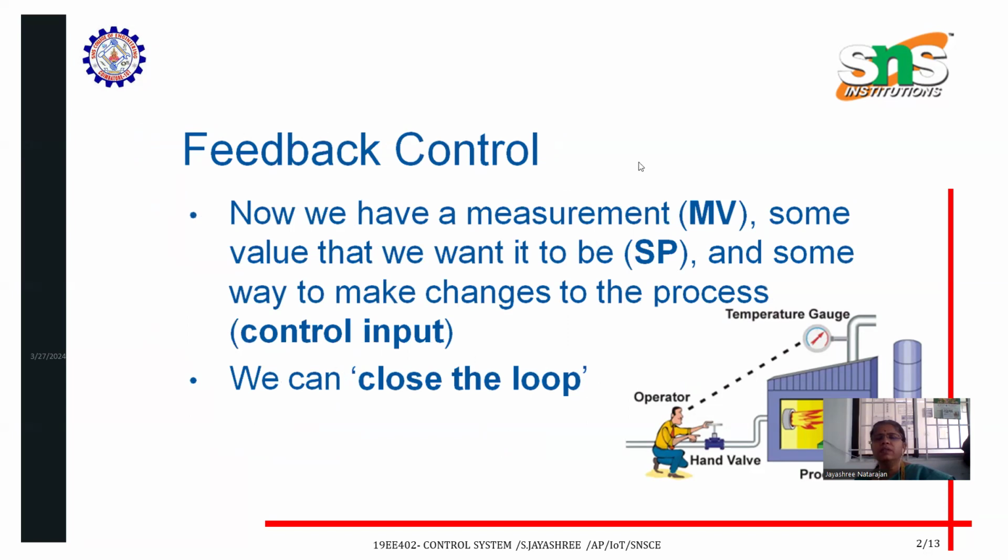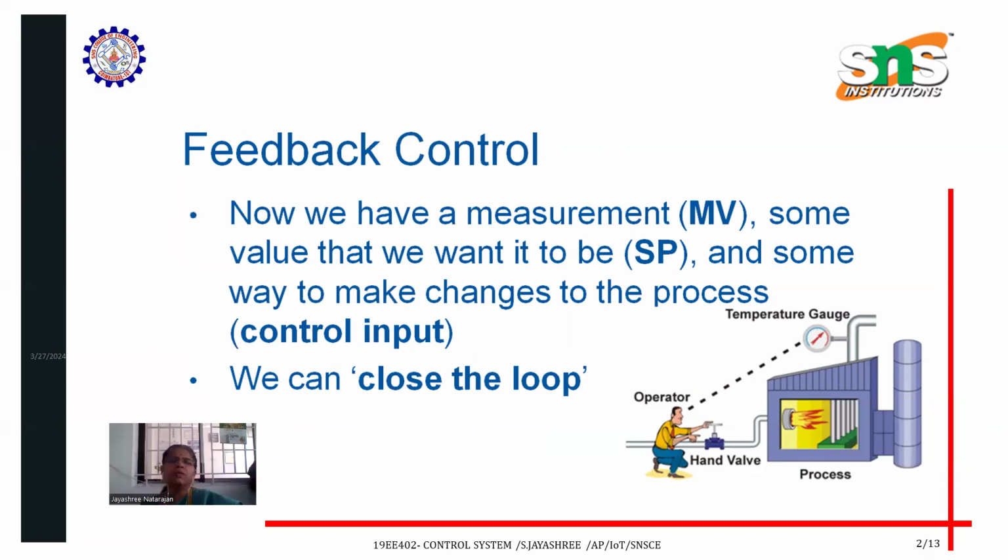Okay, so look into this picture, right? In this picture, now we have a measured variable, right? So here there is a furnace. This operator is controlling the heat. Okay. So here this is a furnace and hot water is going. There is one temperature gauge. Okay, so this temperature gauge measures the actual temperature of water or air.